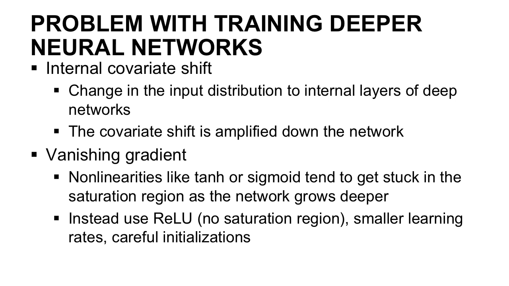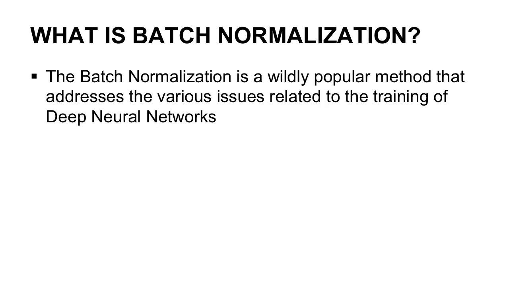A way to alleviate that effect is to use ReLU activation functions instead, which do not have a saturation region for positive values. Nonetheless, you still need to use smaller learning rates and careful initialization when you're training very deep neural networks. So what is batch normalization?